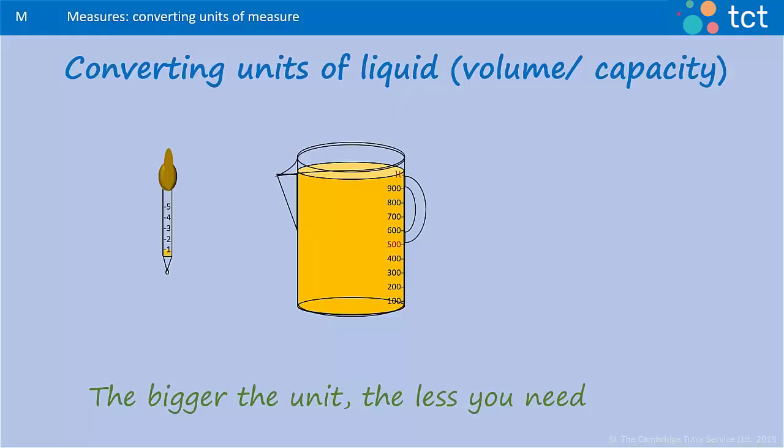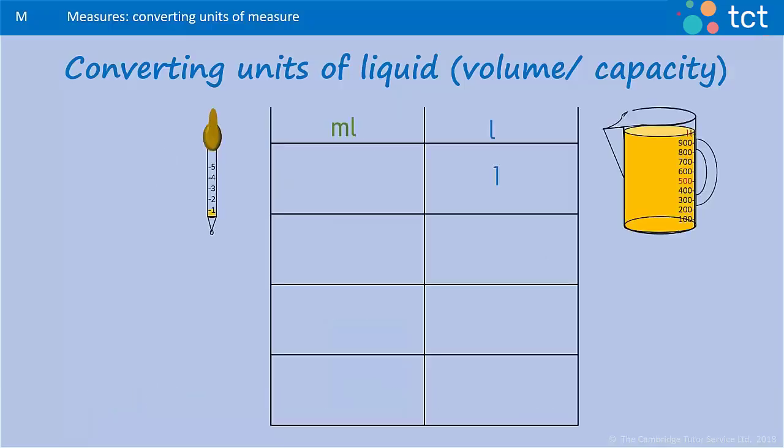So if we were measuring a litre of orange juice, we would just need to use 1 litre jug to measure that. And if we needed to find out how many millilitres there were in that, we would need to multiply the litre by 1,000. Remember, if we have 1 litre, that's 1,000 millilitres. If we have 4,500 millilitres, we have to divide that by 1,000 to find what it's worth in litres.